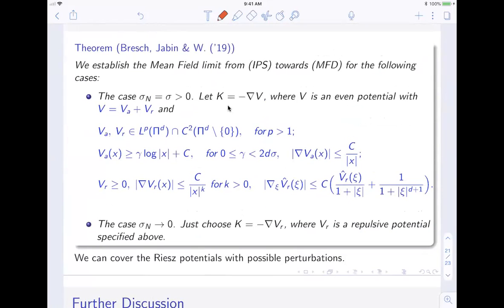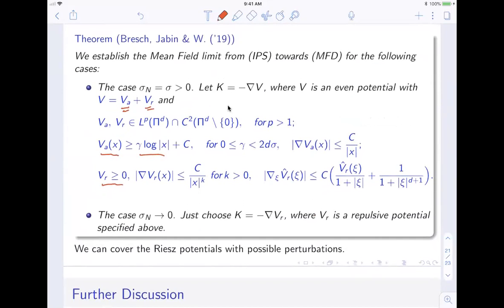Let me just show the last page. In general, we can have an attractive part and a repulsive part. The repulsive part is very singular, and the attractive part acts like a logarithm, so it can be too attractive. We can also treat the vanishing viscosity case.